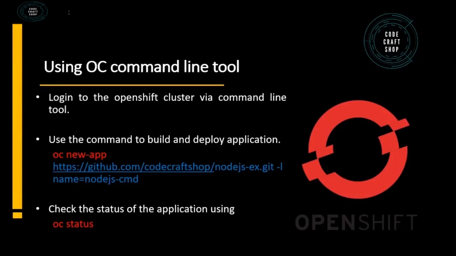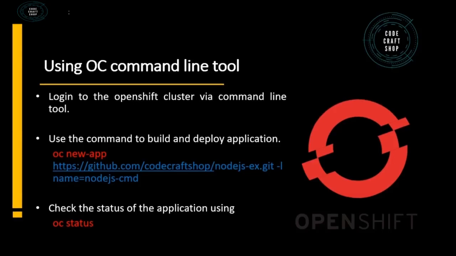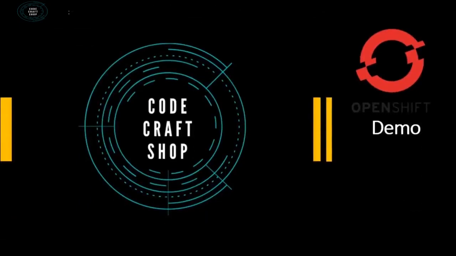After logging into the system we need to use the command oc new-app and then the app or the repository which we want to use. It will build and deploy our application onto the cloud using the command line tool. Then we will check the status of the application using the command oc status. So let us begin the demo.